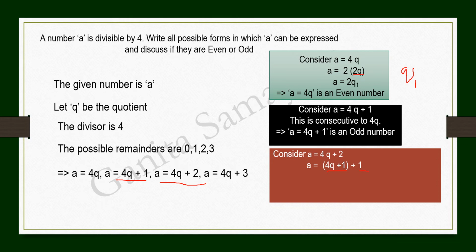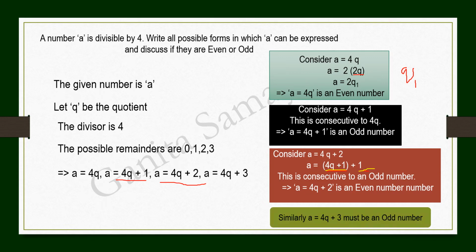So in that case what happens? This is just 4q plus 1 plus 1. That 4q plus 1 is an odd number. To an odd number we are adding 1, that means it is consecutive to an odd number. Hence it must be an even number. So A equal to 4q plus 2 must always be an even number. And what about A equal to 4q plus 3? It must be odd because it is consecutive again to an even number.